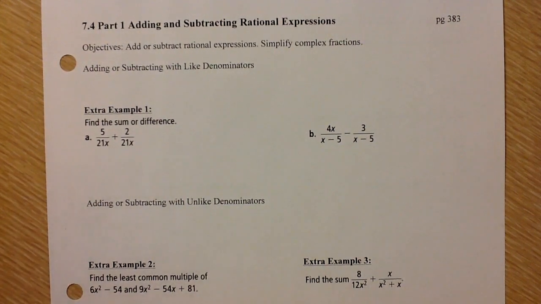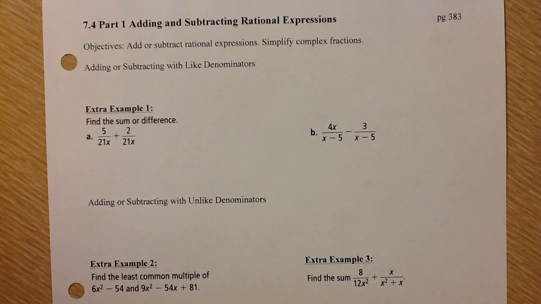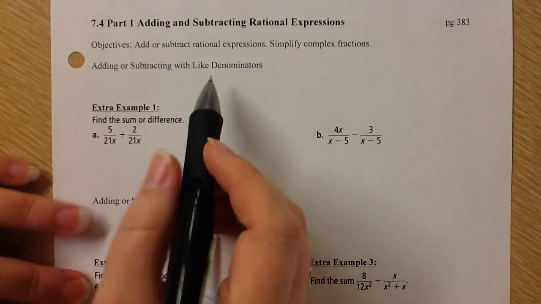Section 7.4, Part 1, Adding and Subtracting Rational Expressions. So in the last video, we were multiplying and dividing, which is actually quite a bit easier than adding and subtracting rational expressions. The main reason is because of the denominators.